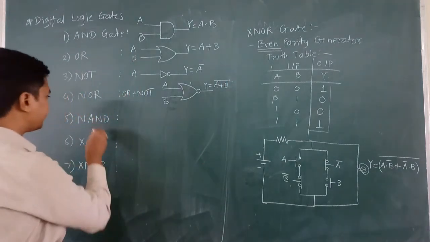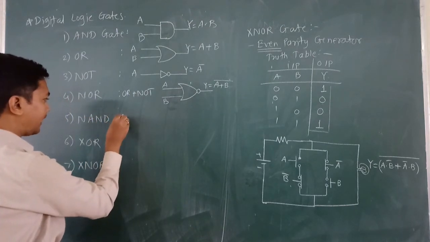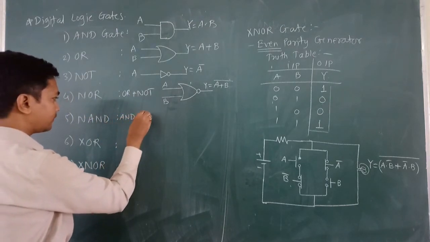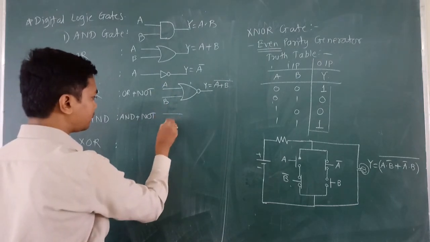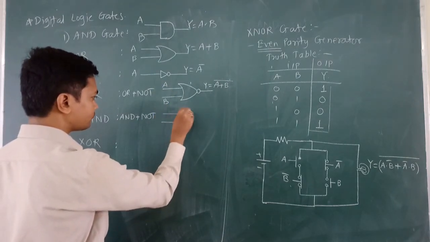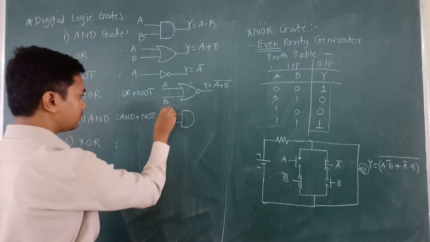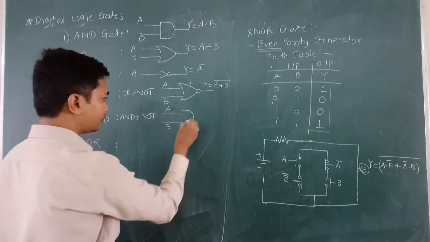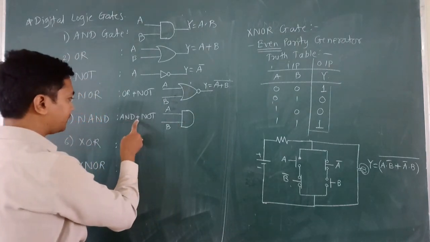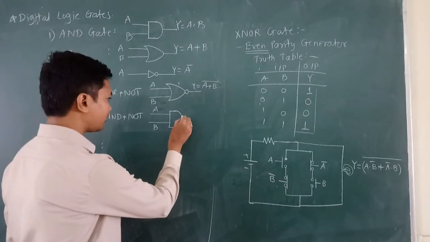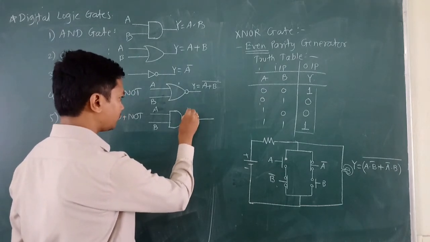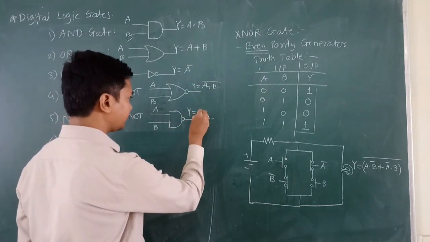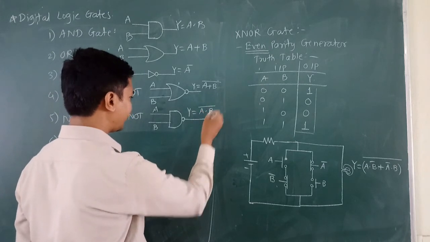Now next gate is NAND gate. So NAND means what? AND plus NOT. So AND gate we know. This is how the AND gate can be drawn. A, B are the inputs, and plus NOT, that means the bubble should be drawn after AND gate. Okay. So output of NAND gate is A dot B whole bar.